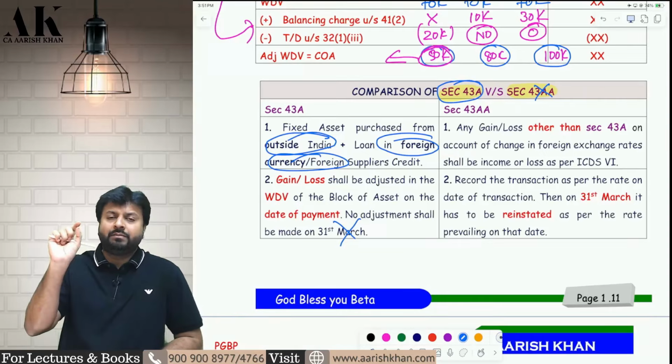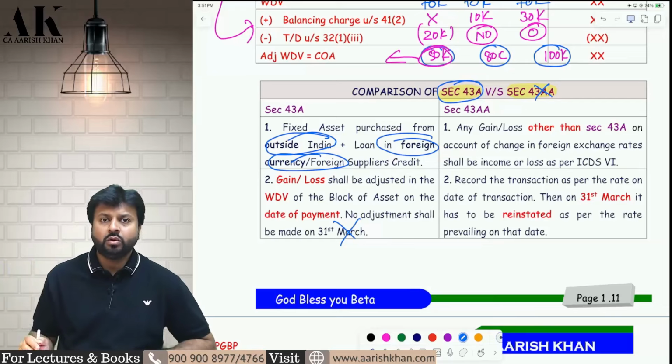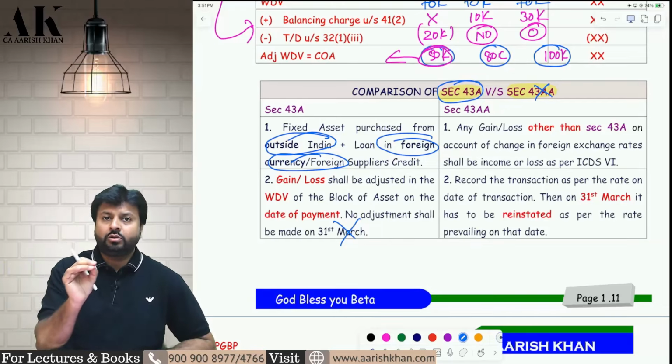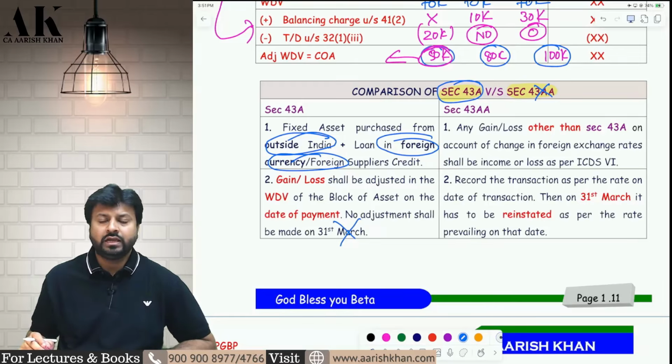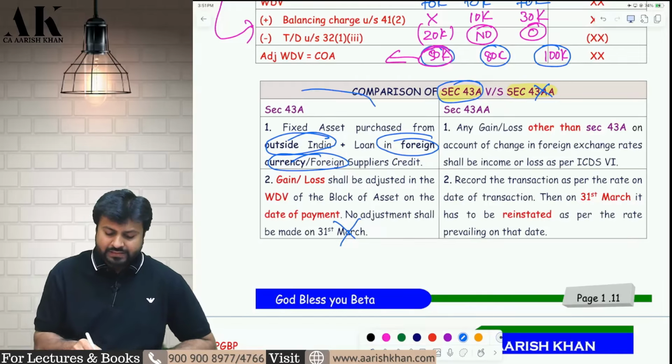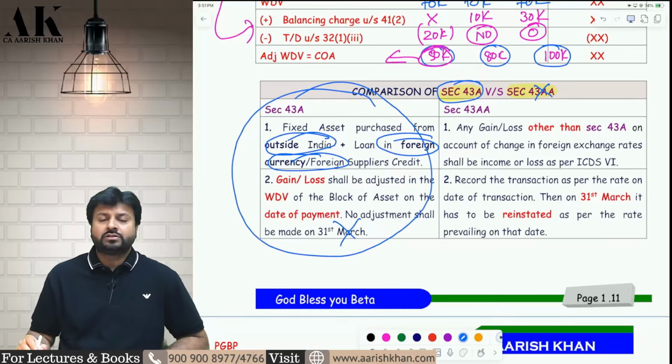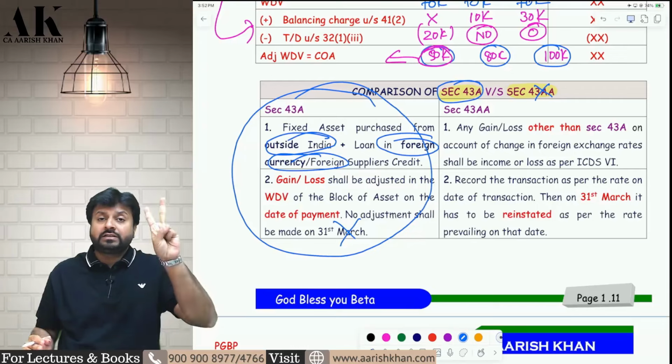I have made you write a complete example on this in the class. Okay. I have given you a complete example on this. So whatever is your gain, you have to adjust on the WDV of the cost of the asset. Okay, I hope it is clear. But this is applicable in a very specific scenario. That is only applicable under which section? 43A, if you purchase an imported asset and if there is a foreign currency loan.